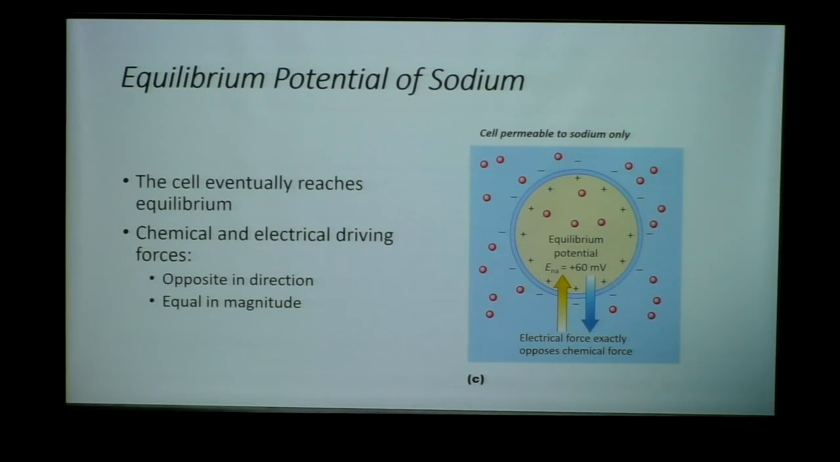Now sodium begins to move and it eventually gets to equilibrium, just like we saw with potassium. At equilibrium, we have these two opposing forces equal in magnitude but in the opposite direction. And so when we get to this state where sodium is no longer moving in terms of its net movement, this is sodium's equilibrium potential. At this voltage, positive 60, sodium is at equilibrium. There's no net movement of sodium because the forces are equal and opposite.